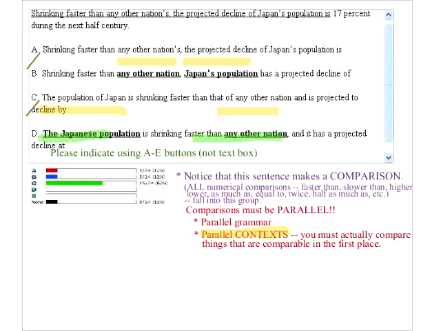On the other hand, green light on these ones: Japan's population and that of any other nation. That of is a pronoun. It's got to have something to stand for over here. But it does. That is the population. So that works.